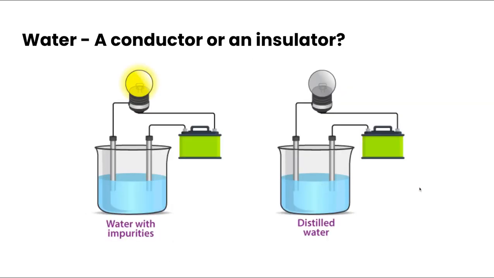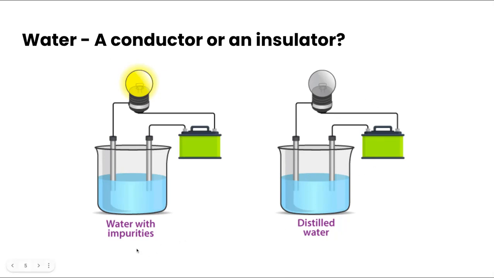Now, the question comes up: is water really a conductor or an insulator? And the answer depends on what kind of water you have. If you have distilled water, so this is water that is completely pure, it has nothing else in it, it is actually quite a good insulator. If we were to connect it up to a circuit and we connected a light bulb there, the light bulb would not glow because there are no electrons flowing through our circuit.